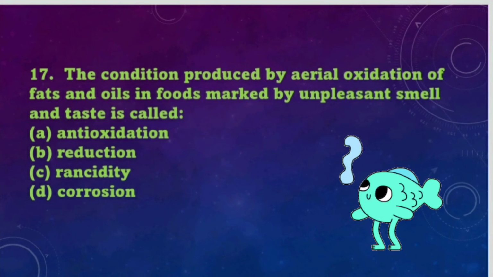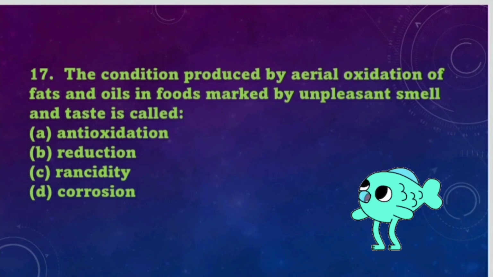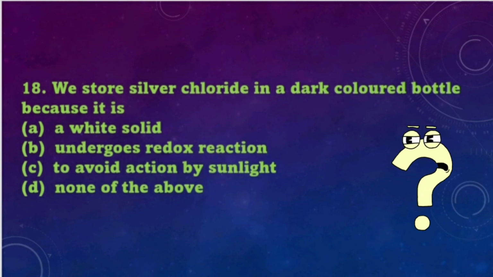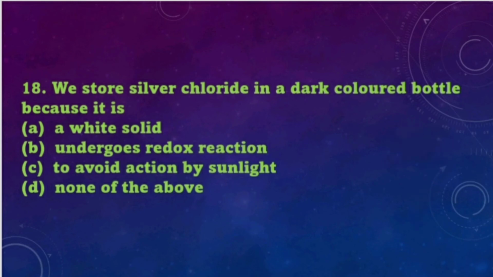Now question number 17. The condition produced by aerial oxidation of fats and oils in food, marked by unpleasant smell and taste, is called. The answer is option C, rancidity. Question number 18. We store silver chloride in a dark colored bottle because it is option A, white solid, option B, undergoes redox reaction, option C, to avoid action by sunlight, and option D, none of the above. The answer is option C, to avoid action by sunlight.